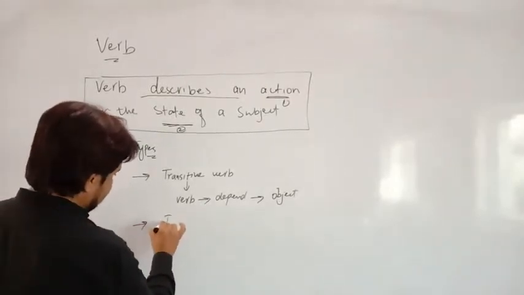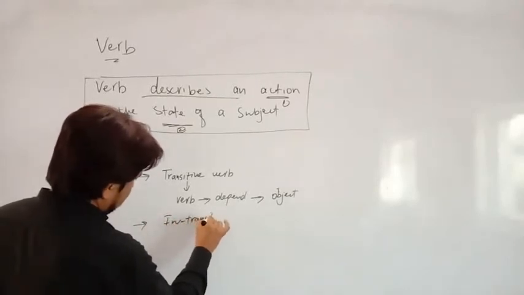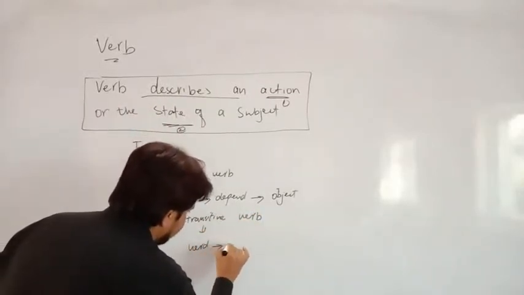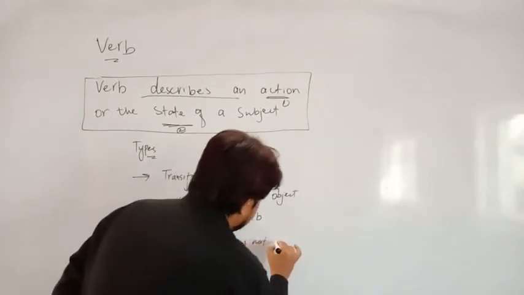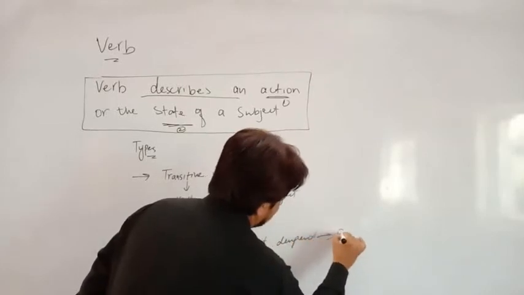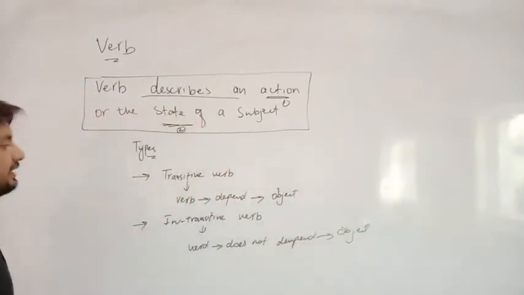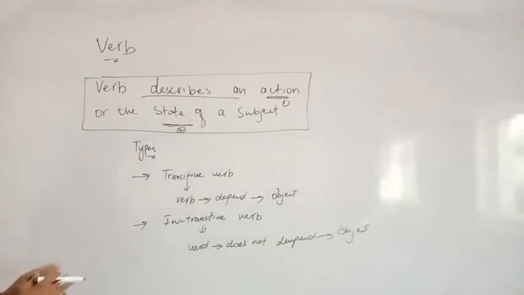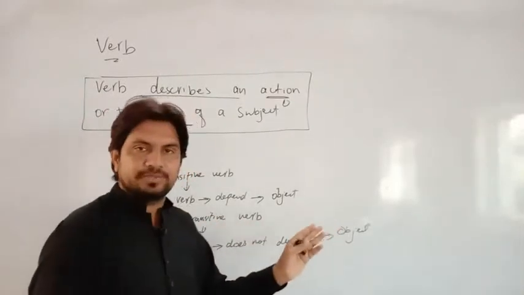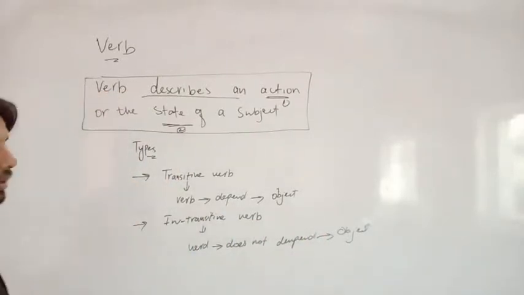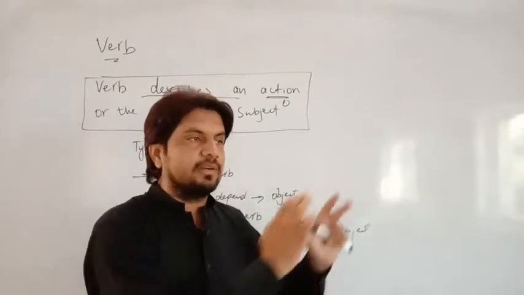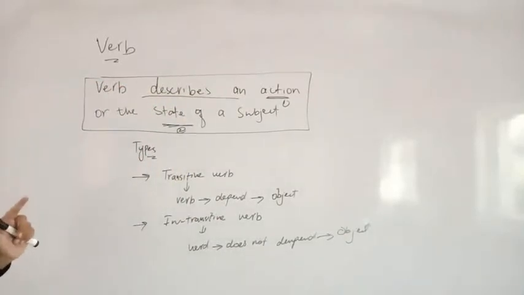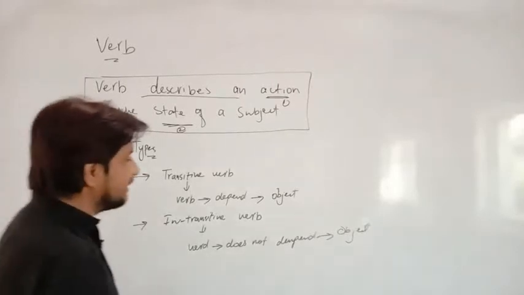And the second one, intransitive verb. Here, the verb does not depend on an object. There is no need to take an object. You can understand the sense of the sentence without having an object. So when there is no need of an object in a sentence and you are able to understand the specific sense of that sentence, वहाँ पे कौन सा verb इस्तेमाल किया गया? Transitive verb.